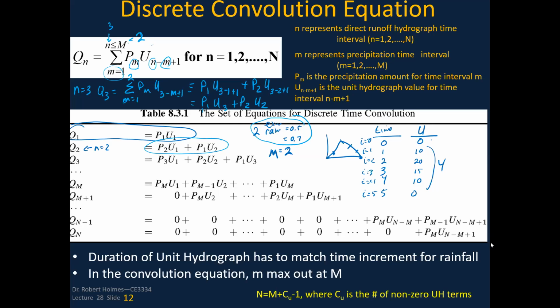Now, one thing I want to point out to you is that the total number of non-zero values in the discharge convolution equation, the big Qn, is equal to capital M plus Cu minus 1. Well, Cu is equal to the number of non-zero unit hydrograph terms. In this case, Cu is equal to 4. So we had two non-zero rainfall values plus Cu, which is 4, minus 1. So that's equal to a total of 5 non-zero discharge ordinates if we do the convolution equation.